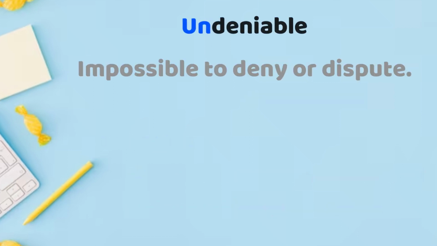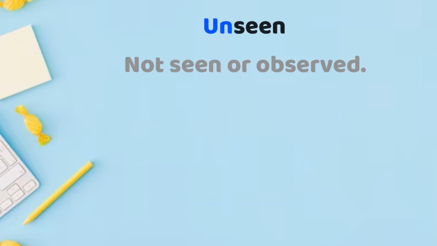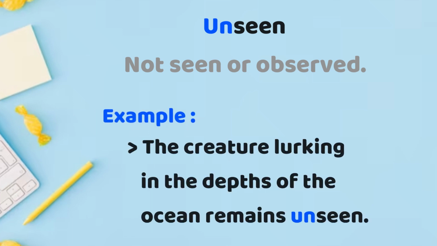Undeniable. Impossible to deny or dispute. Example: the evidence against him was undeniable. Unseen. Not seen or observed. Example: the creature lurking in the depths of the ocean remains unseen.